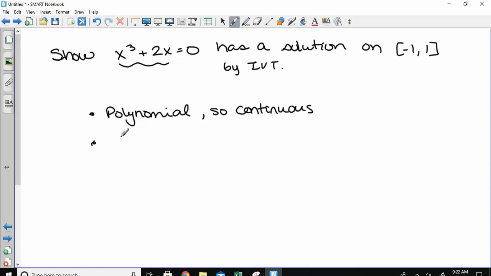Then, what we had to do is plug in 2 points. One of them to give us a positive answer, one of them to give us a negative answer. Since I gave you the interval, those are the 2 numbers you plug in. If I didn't, you just have to come up with 2.